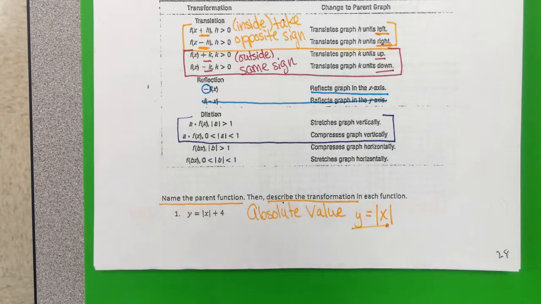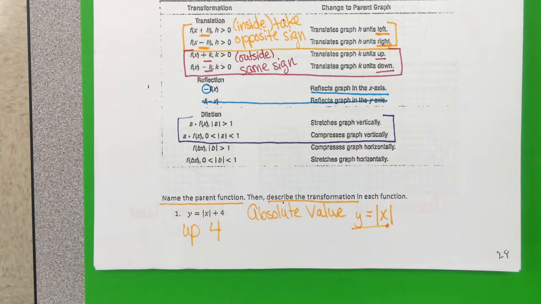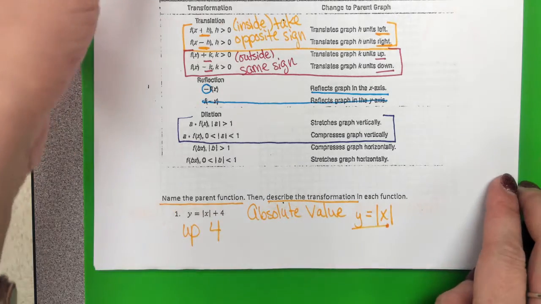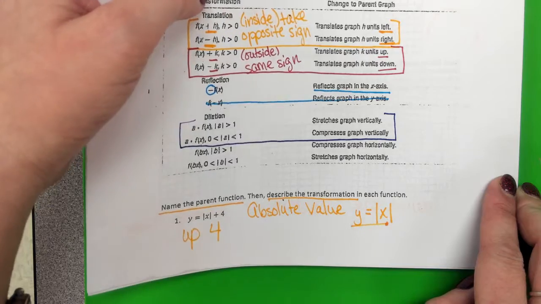Alright, so here we go. So this is going to move up 4 because it's positive. Look, you got it right there. Y'all okay? Pretty easy stuff? Alright, let's go to the next one.